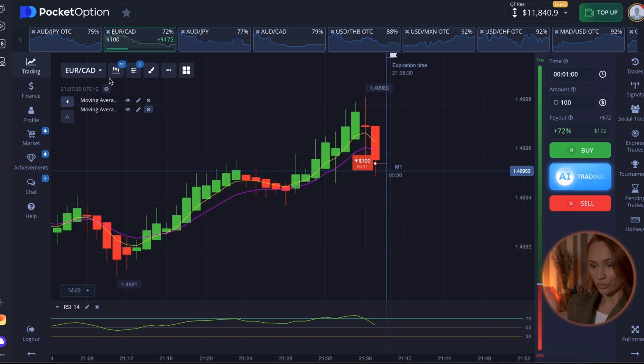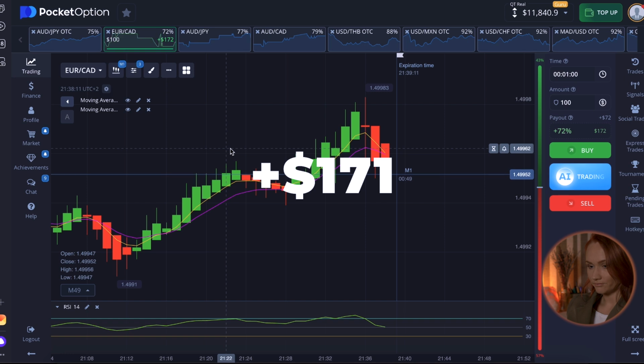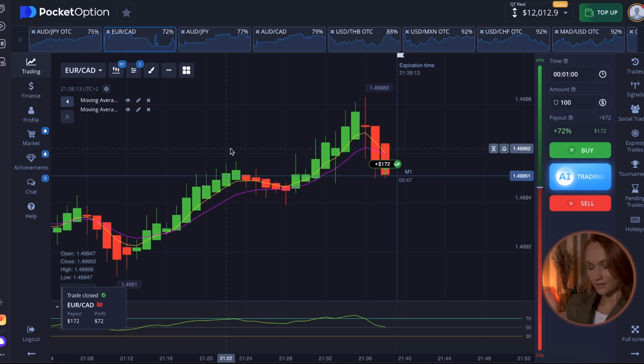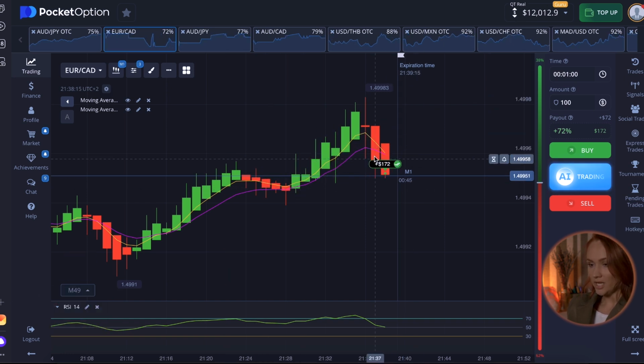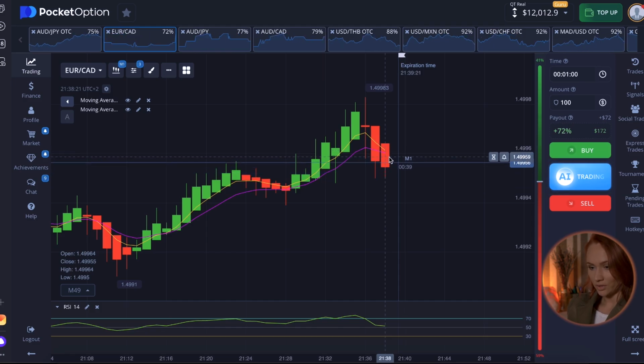So we have the Euro-Canadian dollar currency pair for 1 minute. Let's go. An excellent deal. Brings us profit. Here you see this is exactly the moment. Now the yellow crosses the pink line.